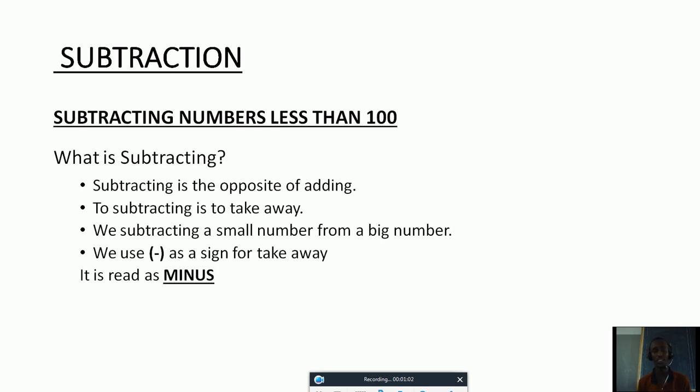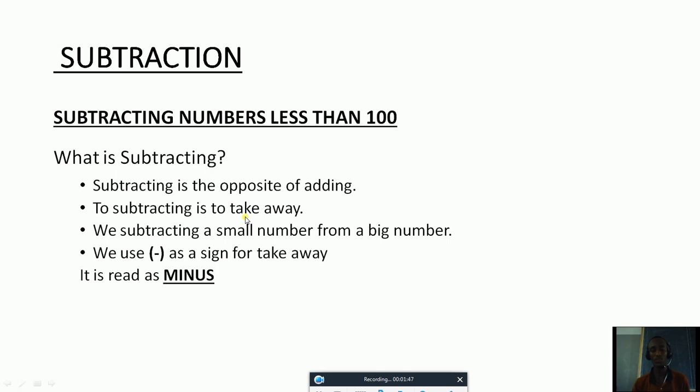Subtracting numbers less than 100. What is subtracting? We say that subtracting is the opposite of adding. Adding means that we put things together. For instance, you can have 5 oranges and also 6 oranges. When you put them together, it means you add. The opposite of adding is subtracting.